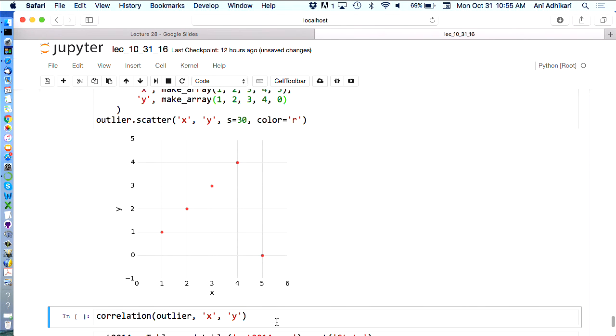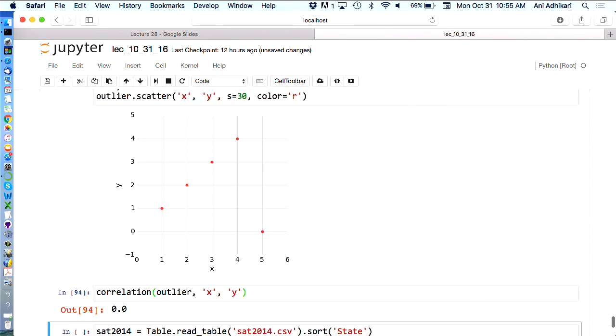Let me show you what the correlation is. You ready? 0. That one outlier took your correlation from +1 to 0. Outliers have a massive effect.